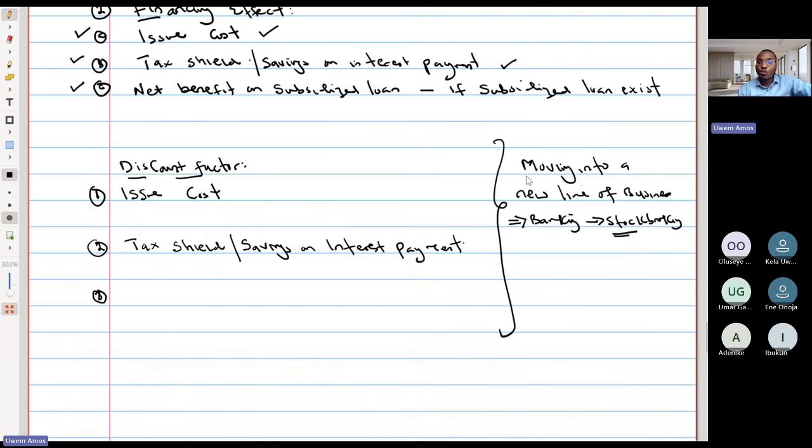Is Ifedayo & Co. moving into a new line of business? If it is, yes, we should have used the proxy. But if they are into the same line of business, they're not changing line of business, then we don't need to use the proxy because the risk has not changed. Is that clear? Very clear.